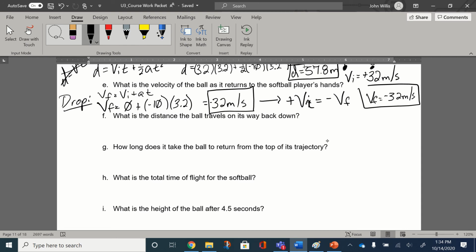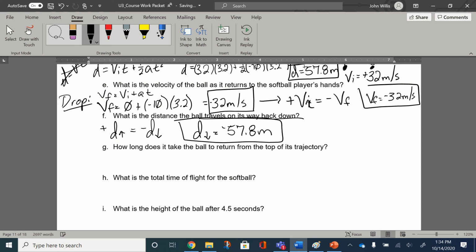What is the distance the ball travels on its way back down? Remember that your distance up is a positive. It's equal to the negative value of that coming back down. So your up was a positive 57.8, and this is a negative 57.8, of course. But that is all I need to see.